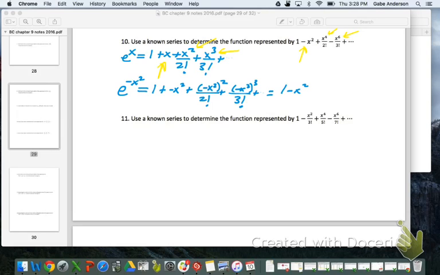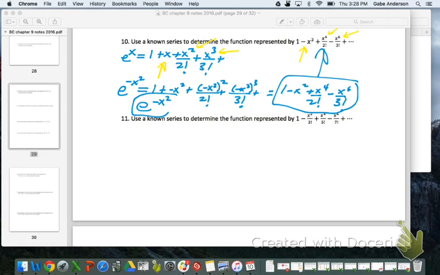When we try to simplify a little bit, we know that negative x squared squared would just be plus x to the 4th over 2 factorial, and then similarly with that 4th term, it would be minus x to the 6th over 3 factorial. And so we can see then, of course, that this matches that. And so I'd say that the series that we were originally presented with is representing the function e to the negative x squared.